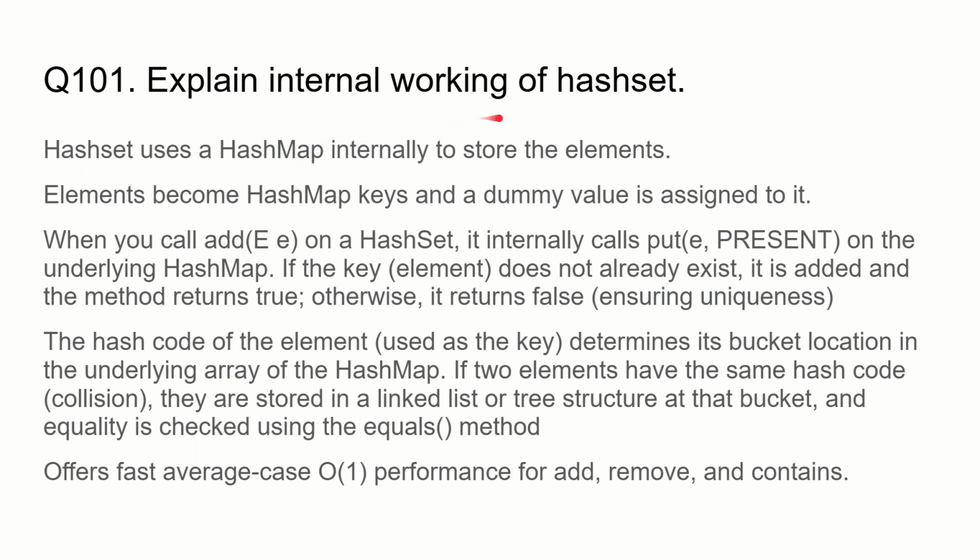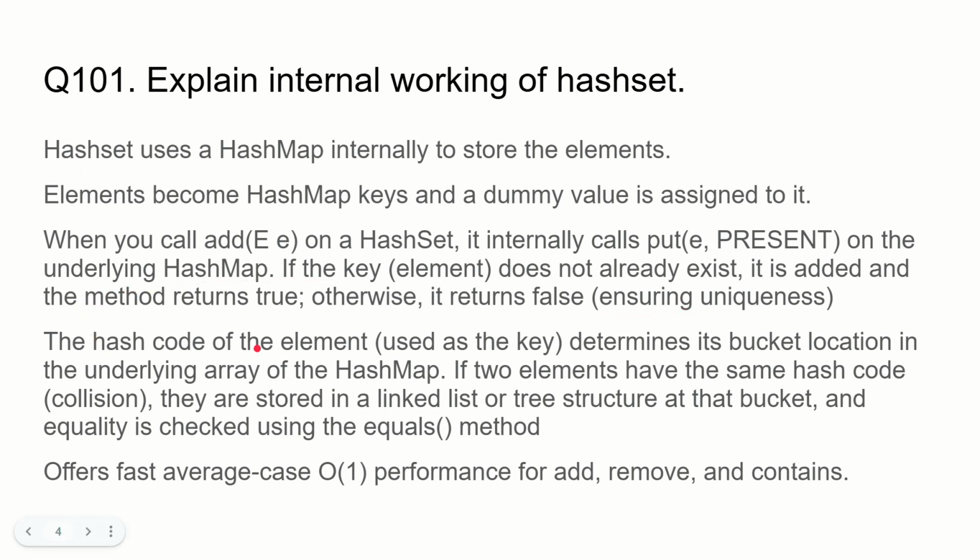Next question is explain internal working of HashSet. This is again very important question. HashSet basically uses a HashMap internally to store the elements. So elements become HashMap keys and a dummy value is assigned. Basically this PRESENT dummy value is assigned for keys. When we call the add method on the HashSet, it internally calls put(e, PRESENT), where e is our object key and PRESENT is a dummy value, on the underlying HashMap. If the key element does not already exist, it is added and the method returns true. Otherwise, it returns false, ensuring the uniqueness.